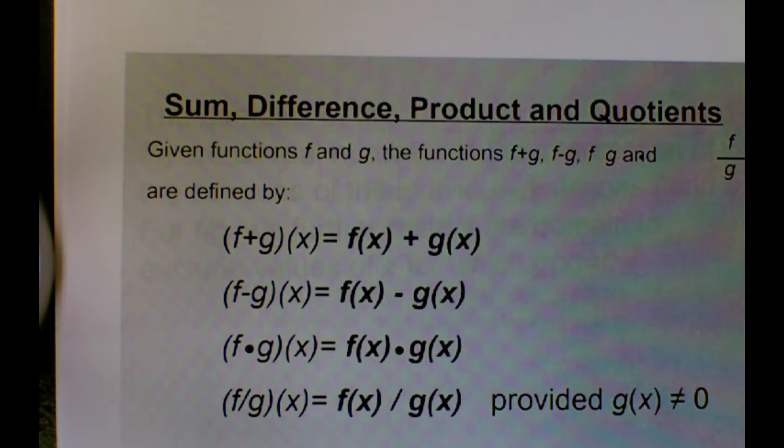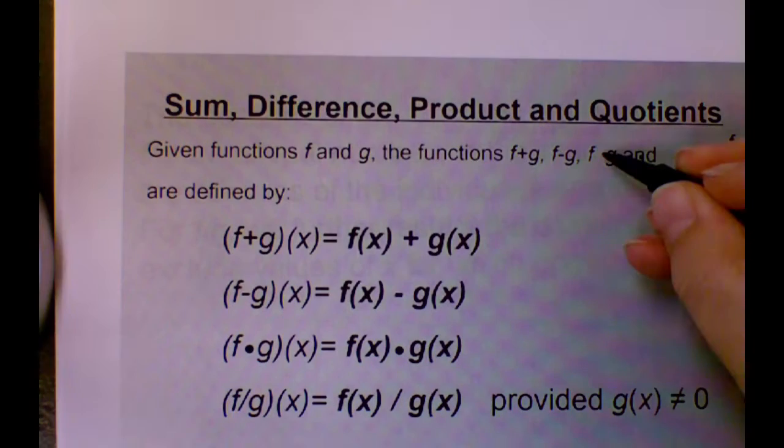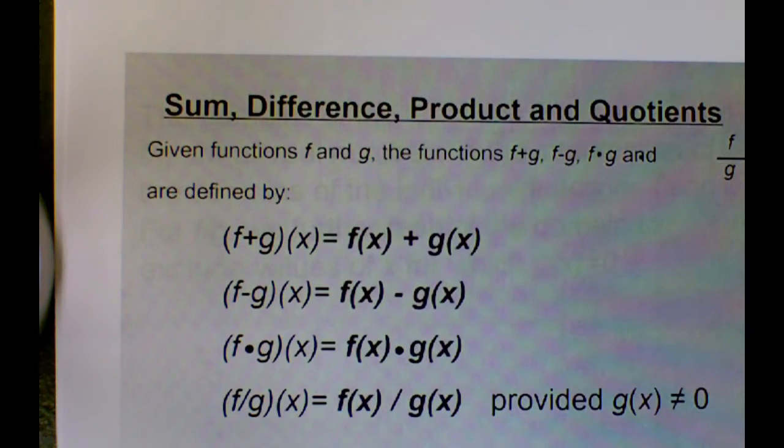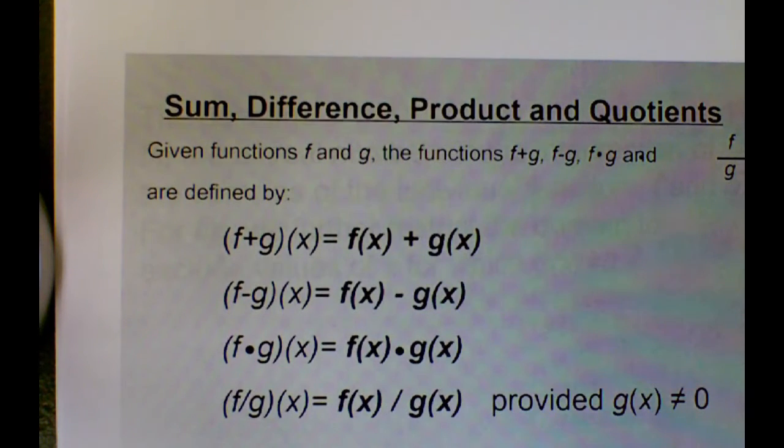Given functions f and g, we can find the functions f plus g, f minus g, f times g, and f over g. Sorry, that got a little away from us. Those are defined by f plus g of x is f of x plus g of x. I just add them together. f minus g of x equals f of x minus g of x. f times g of x is f of x times g of x. And f divided by g of x is f of x divided by g of x, provided g of x is not equal to 0. Remember, your denominator can never be 0.